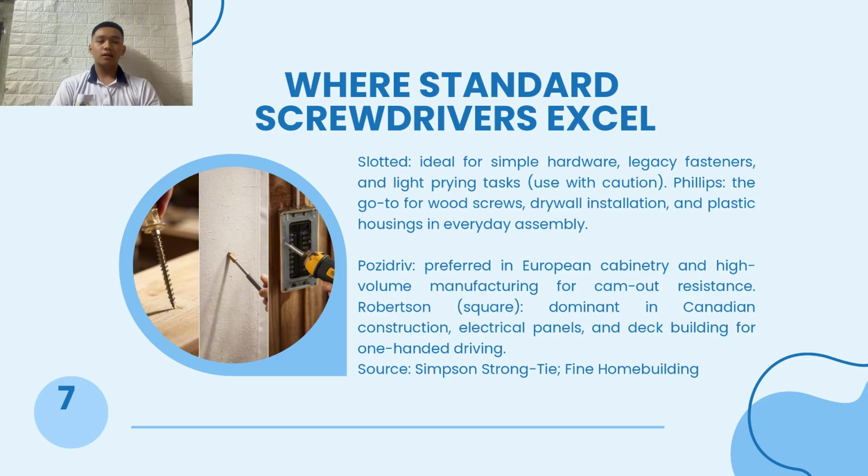Different tips excel in different areas. Slotted tips are ideal for example for hardware, legacy fasteners, and light prying tasks, though they should be used with caution. Phillips are the go-to for wood screws, drywall installation, and plastic housing in everyday assembly. Pozidriv is preferred in European cabinetry and high volume manufacturing for its cam-out resistance. And Robertson screws dominate Canadian construction, electrical panels, and deck building because they allow for easy one-handed driving.